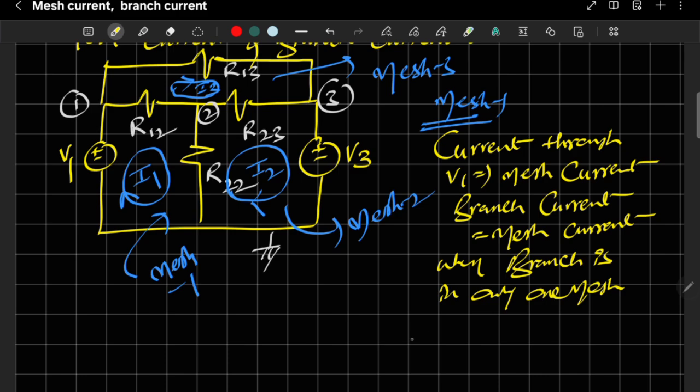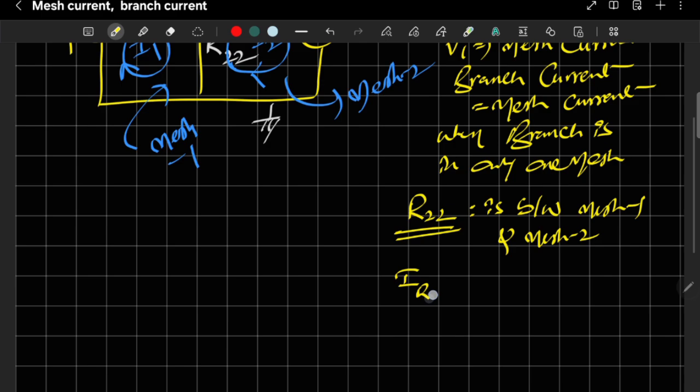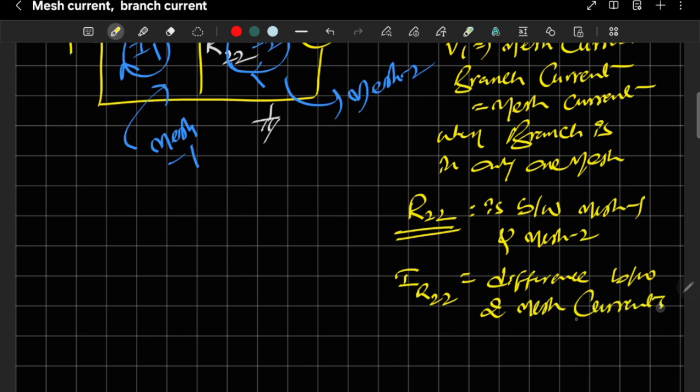But if you see R22, R22 is available in between mesh 1 and mesh 2. Mesh 1 current is I1, mesh 2 current is I2. But what about the branch current that is passing through R22? So IR22 is equal to, how to tell that one? It is the difference between the two mesh currents. That means I1 minus I2 we have to take.